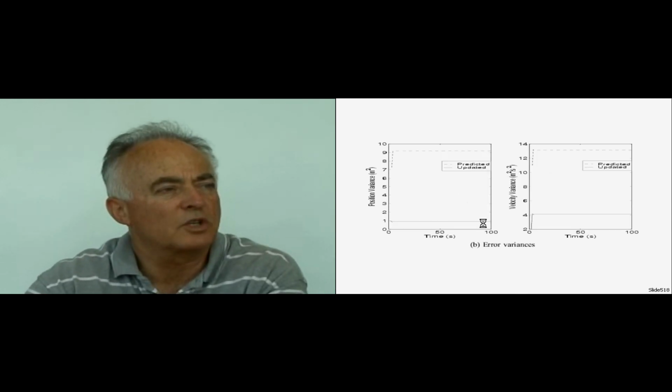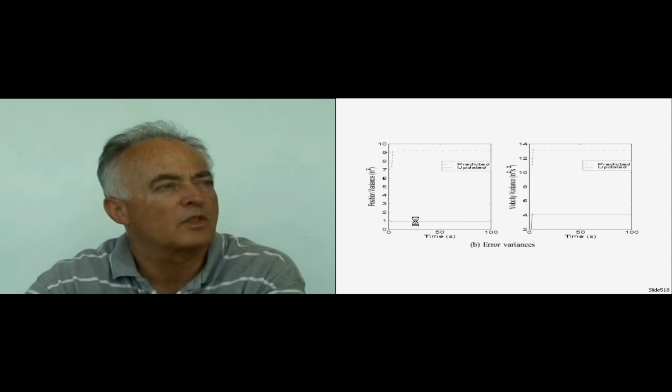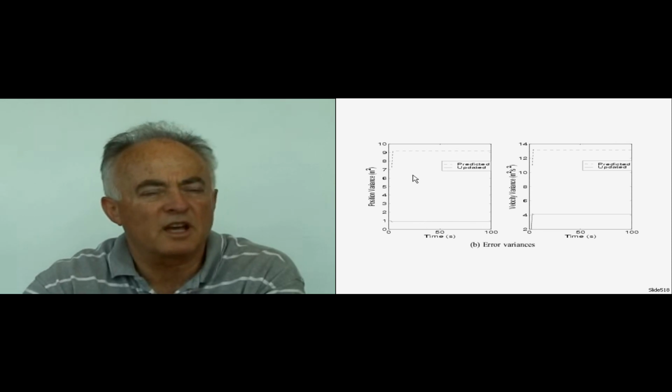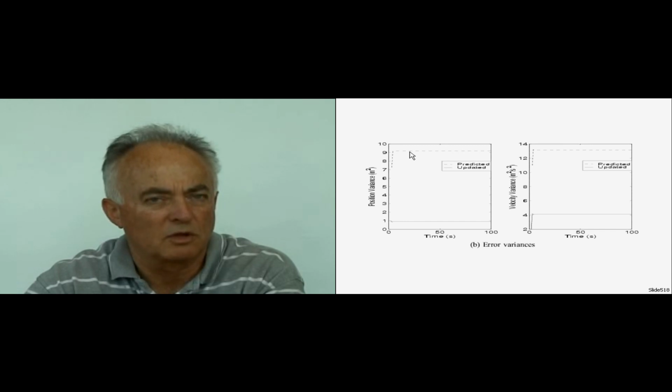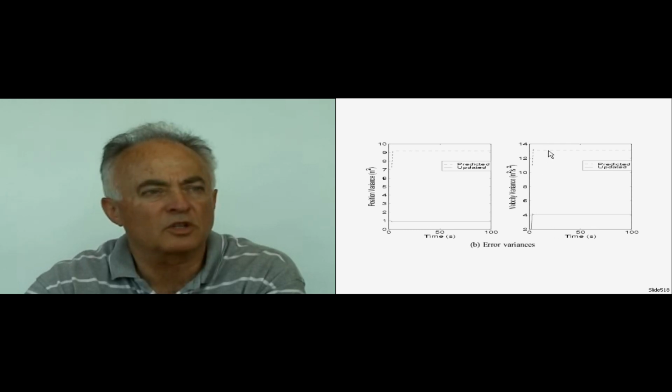The error variances for position: the updated is just a tiny bit below 1, around 0.9. The predicted is 9. It's dominated by the process noise. So the process noise dominates, in this case, the prediction. It's very high level noise. And for the velocity, again, you have predicted velocity and updated velocity variance.